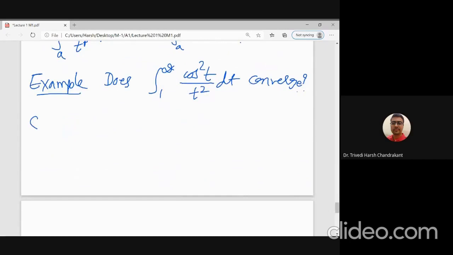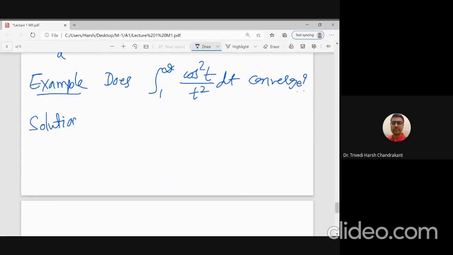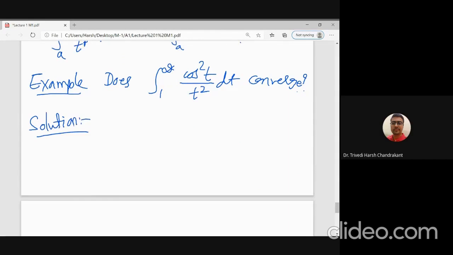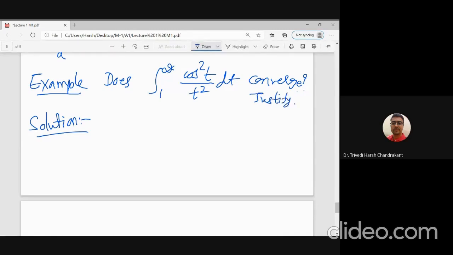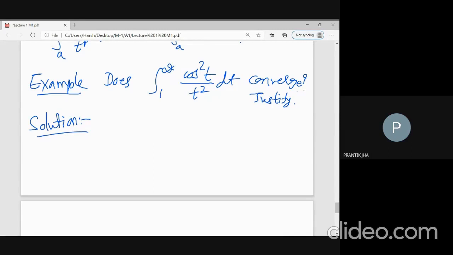We can't just say yes or no, we have to justify it also, we have to give an explanation also. So we can use 1 by t square to see that the function converges. Yes. So how did you guess that 1 by t square? Because cos square lies between 0 and 1, so 1 by t square is greater than cos square t by t square. Right, you're absolutely right.